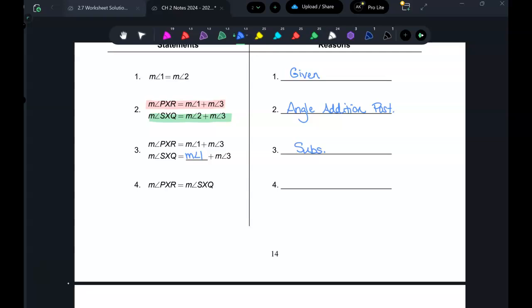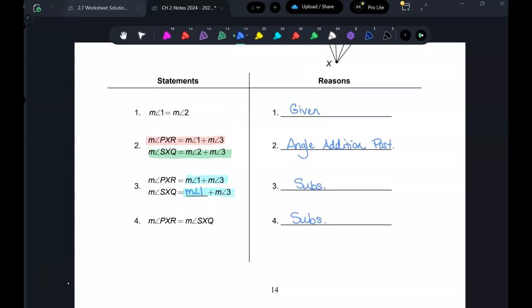Okay. You get it. So now that we have measure of angle 1 and 3 both add up to each of these two angles, we can make them equal to each other. Substitution. Wait, angle addition postulate is the same as segment addition, just for angles? Yep, that's all it is.